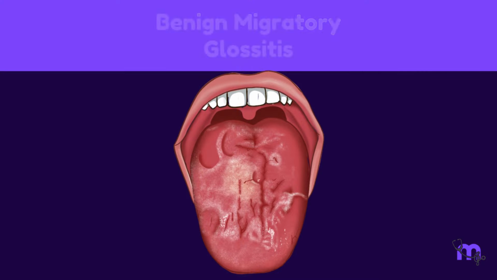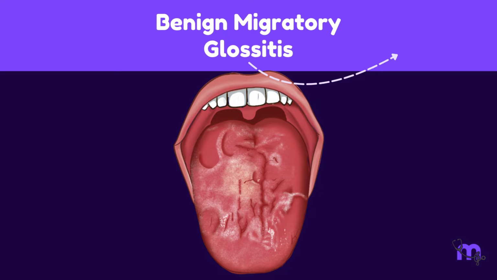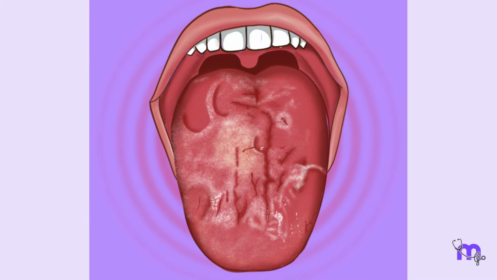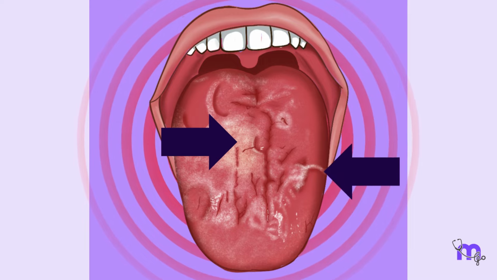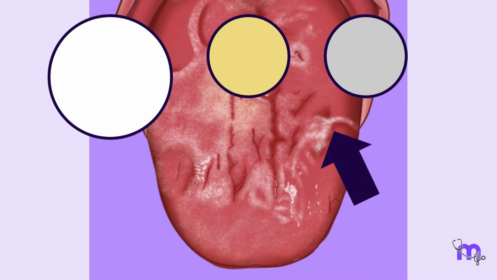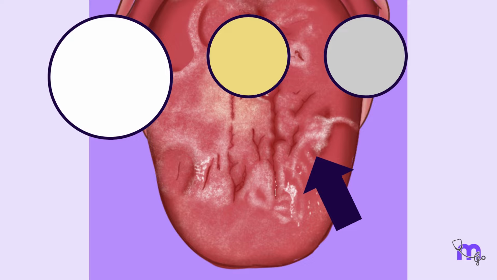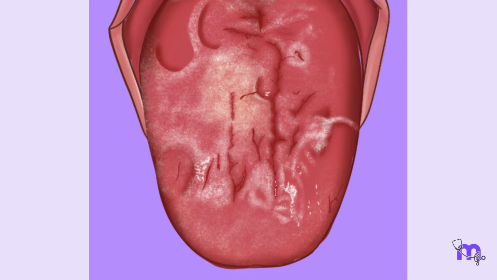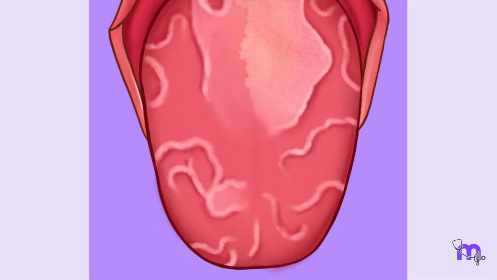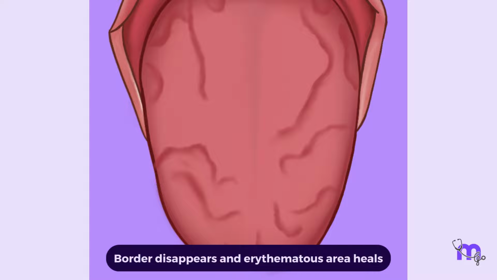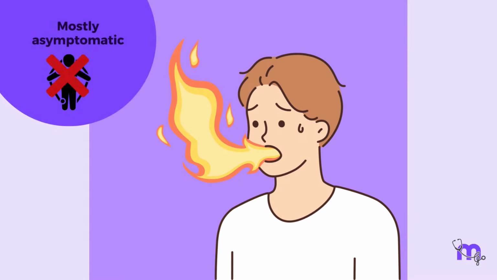The next red and white lesion is benign migratory glossitis, also known as geographic tongue, or erythema migrans. This lesion is an inflammatory condition affecting the dorsum and margins of the tongue. It comes and goes in flare-ups and remission periods. The typical appearance is a slightly elevated border that can be white, yellow, or gray. It migrates from one location to another, leaving behind an erythematous area which reflects the atrophy of filiform papillae. The border disappears after a while and the erythematous area heals. While mostly asymptomatic, some people experience a burning sensation.